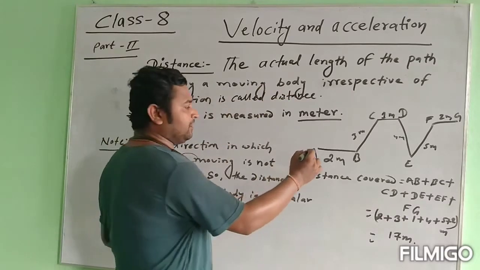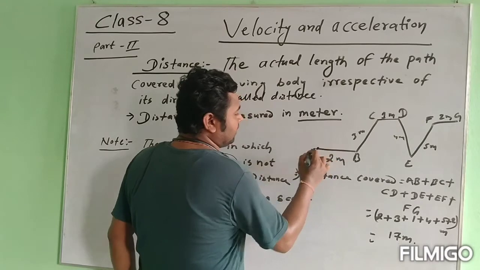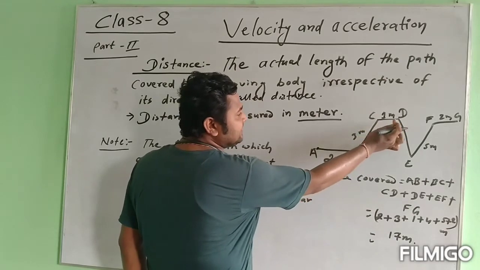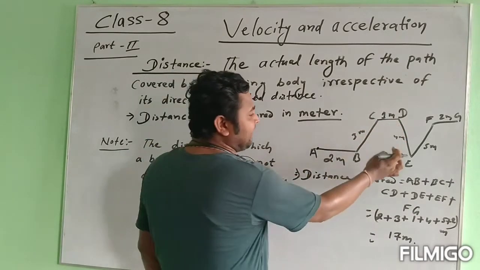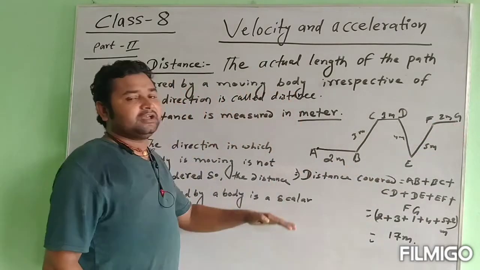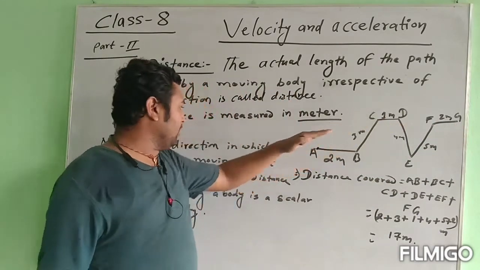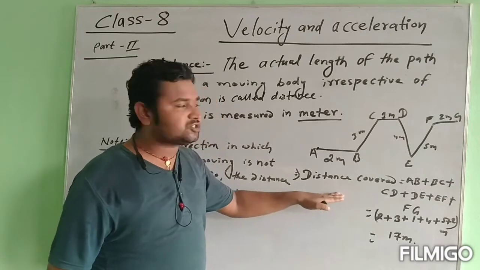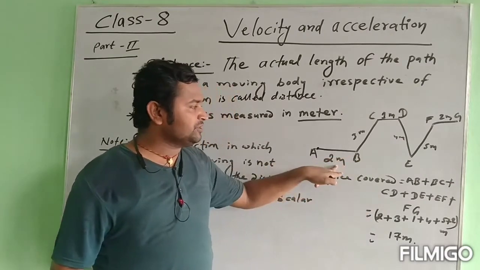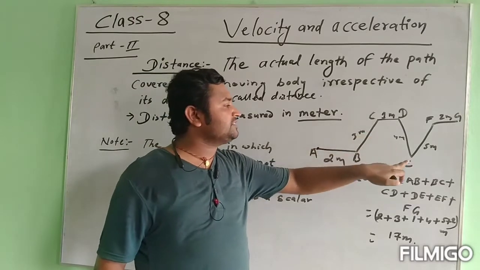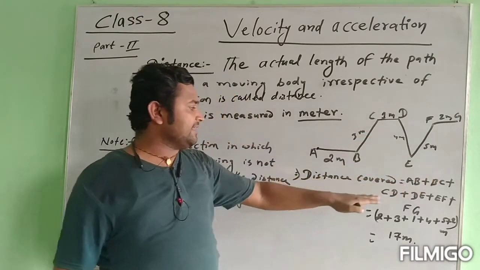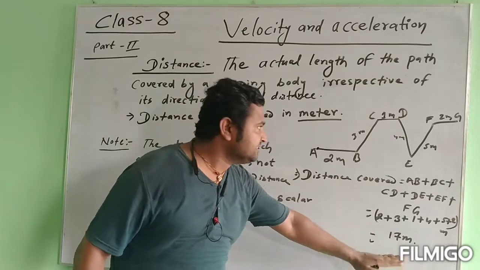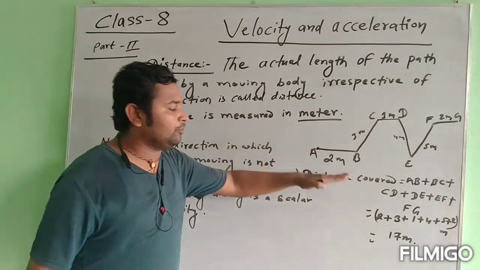Here I will show you an example. A car is moving from point A to point B. After that it moves to C. After C it moves to D. After D, E, F, G. In this way a body covers some distance. It is the distance covered by a body: meter, 3 meter, 1 meter, 4 meter, 5 meter, 2 meter. And the actual distance covered by the body is how much now? 17 meter. It means the body has covered how many meters?